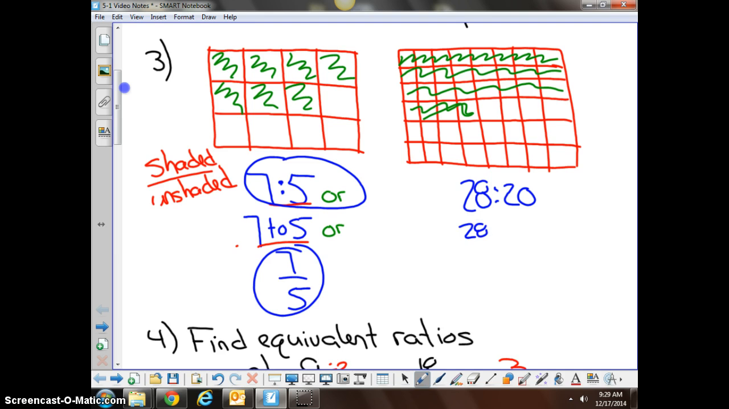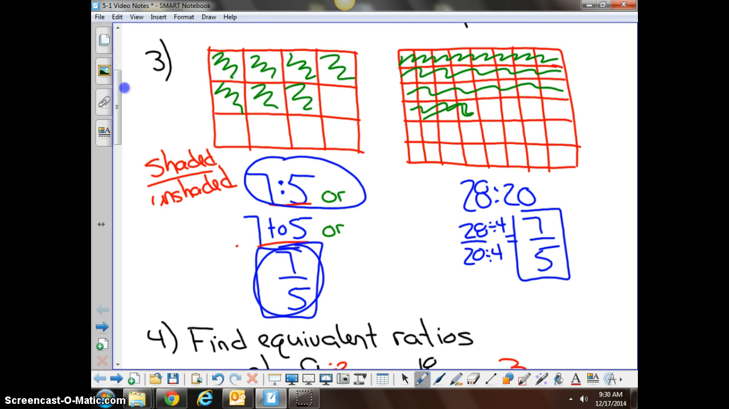28 to 20 is not in lowest terms because there's a common factor that goes into both 28 and 20. So I'm going to use a common factor of 4 because I know it is the greatest common factor for 28 and 20. 28 divided by 4 is 7. 20 divided by 4 is 5. Voila! Already reduced to 7/5.